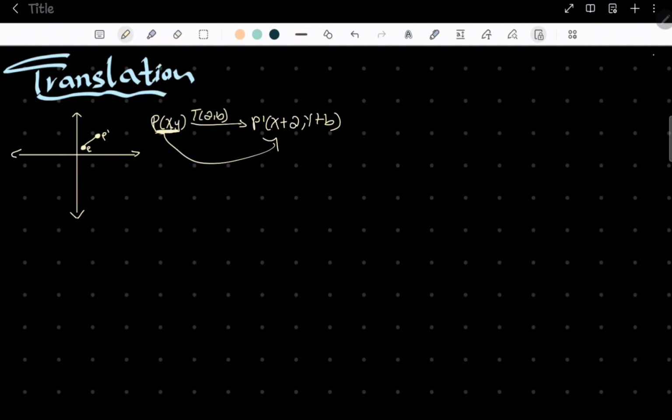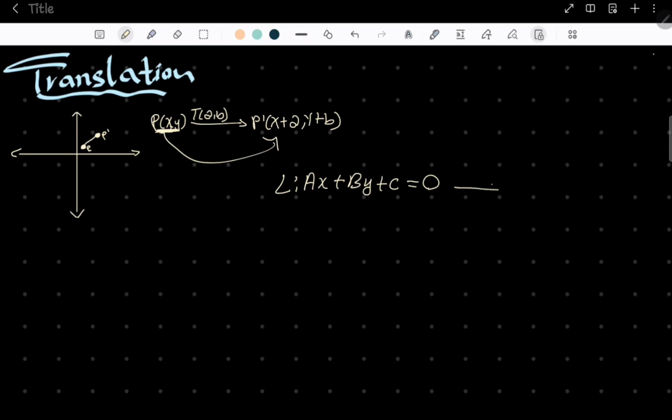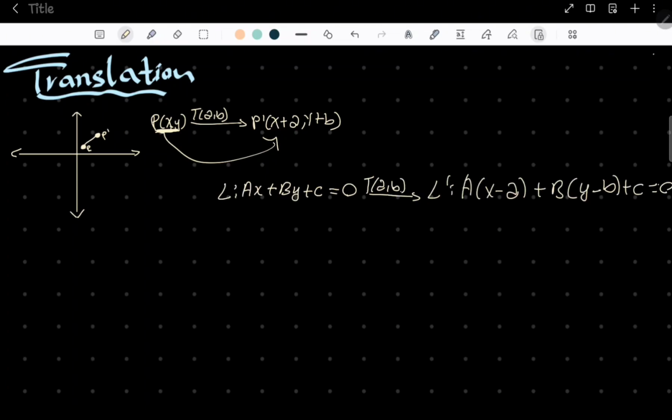Now let's do some line translation. This is going to be a bit harder, more difficult, but it's more or less the same concept. So let us recall the basic equation of a line, which is ax + by + c = 0. When this is translated through the translation vector (a, b), this is going to be our formula for L prime, or the image of L.